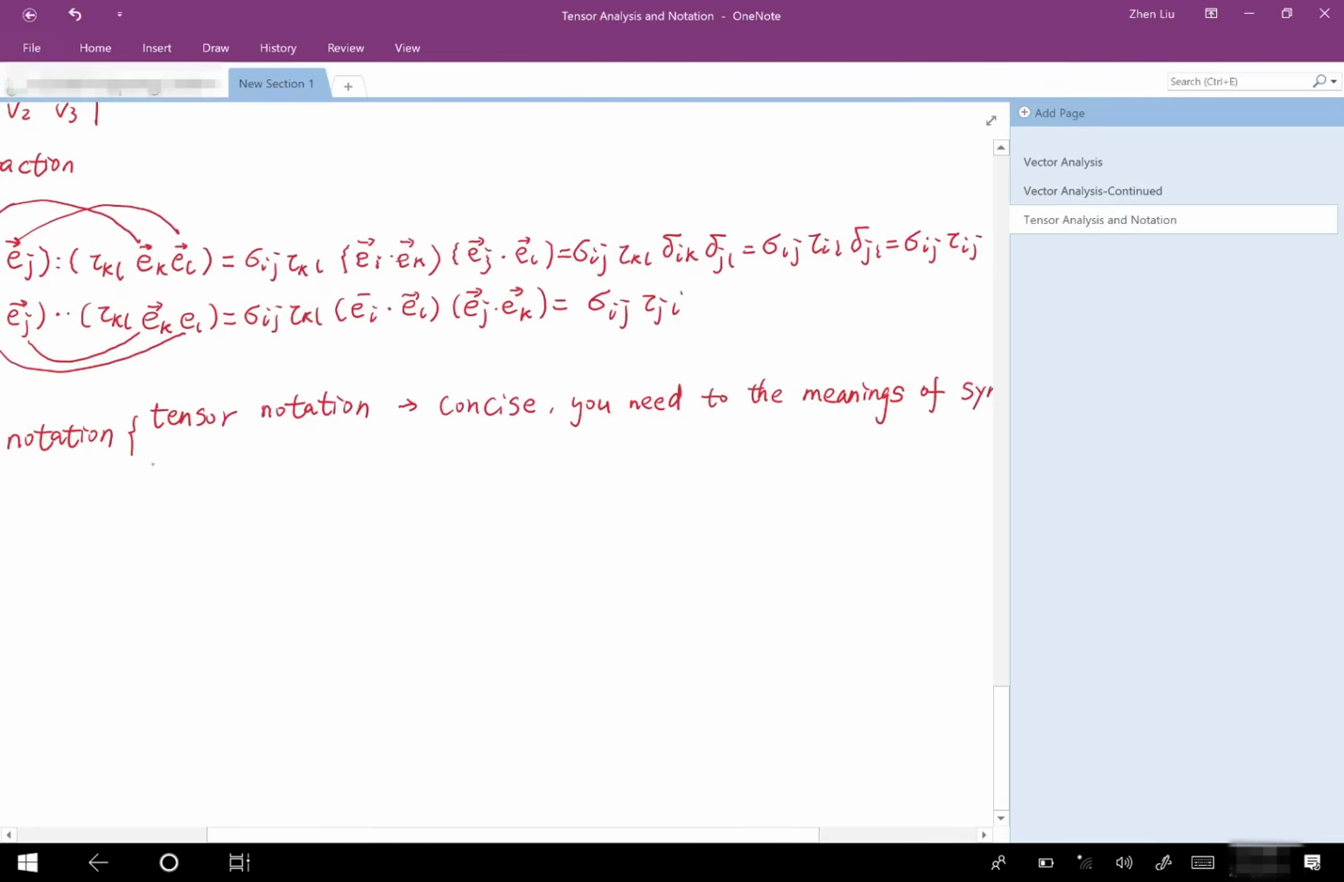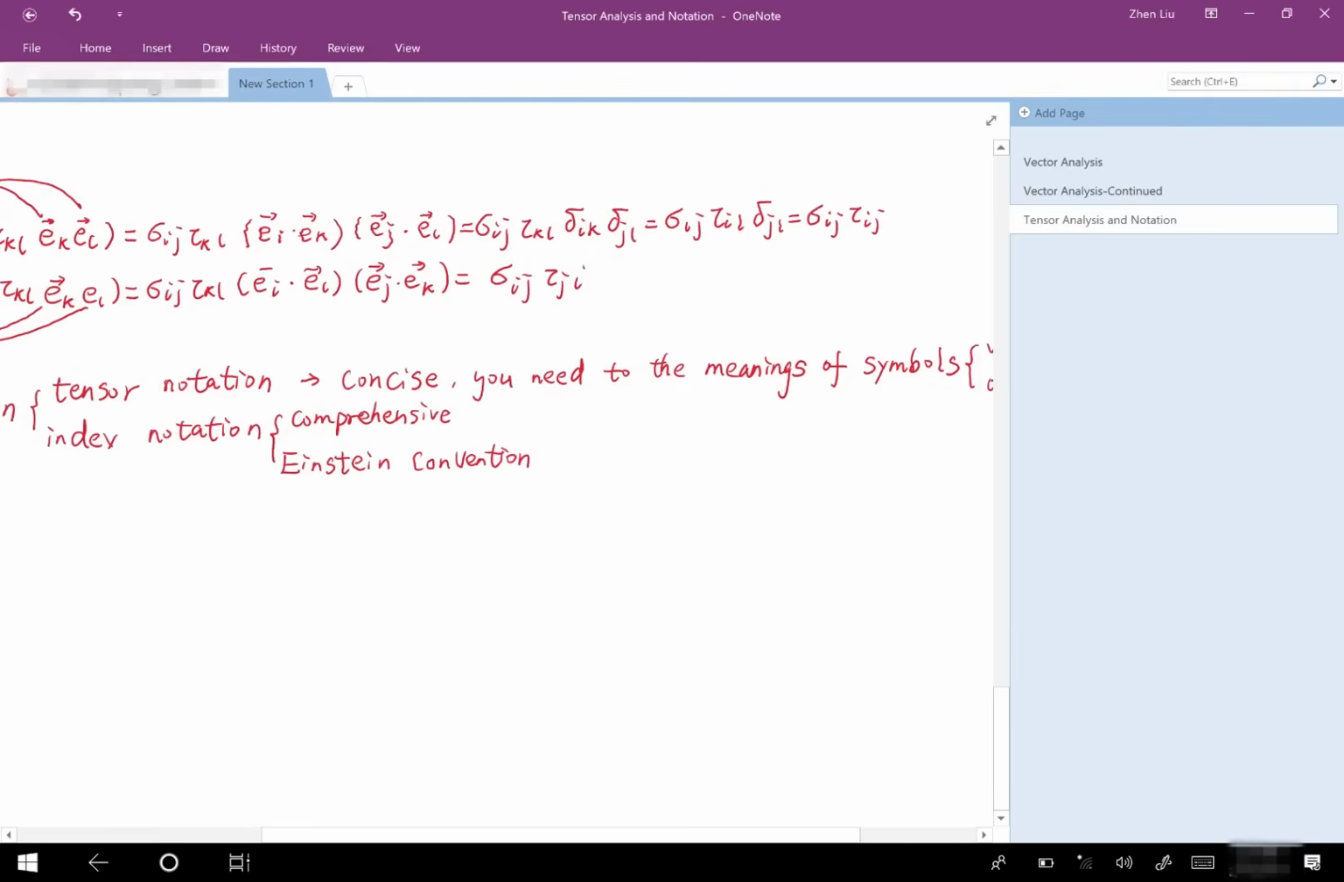But the other one is index notation. And for index notation, we have two ways. One is the comprehensive one, where you write down each term. The other one, you use the Einstein convention. So this thing is easy to understand.